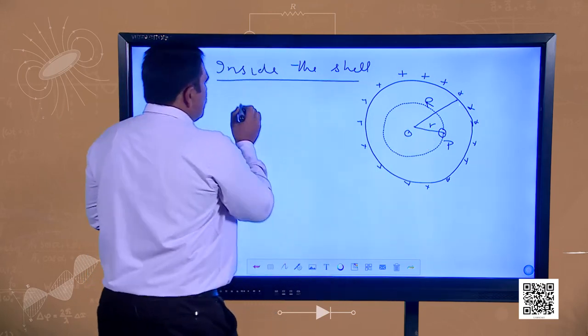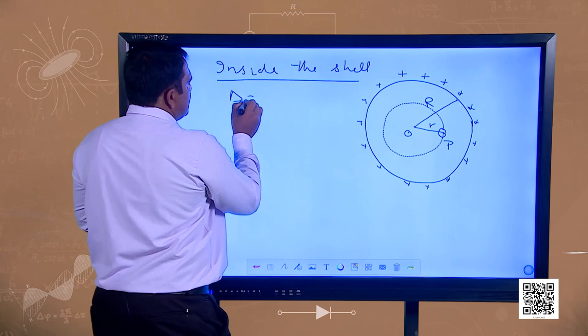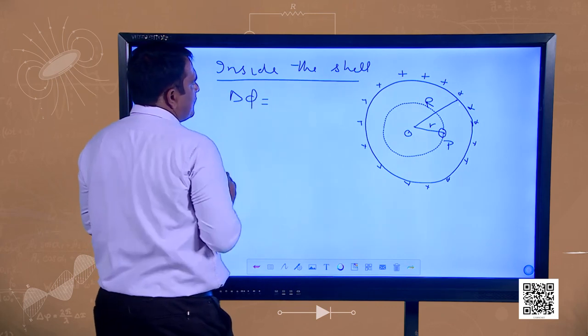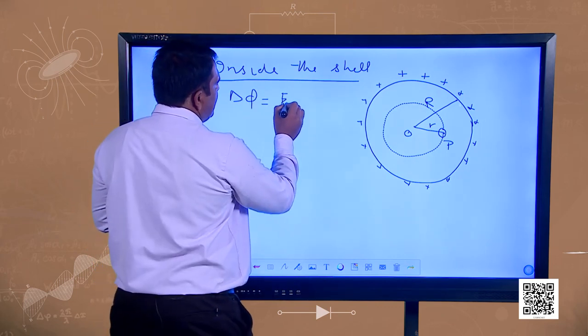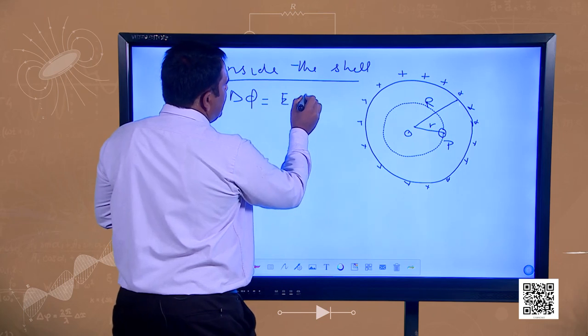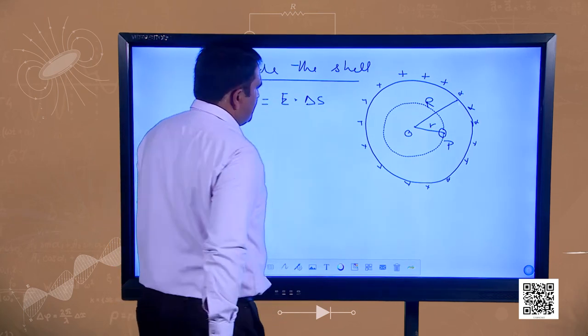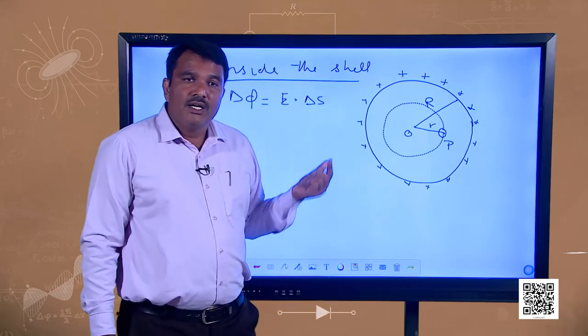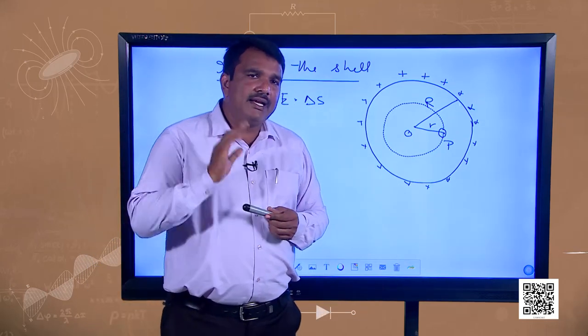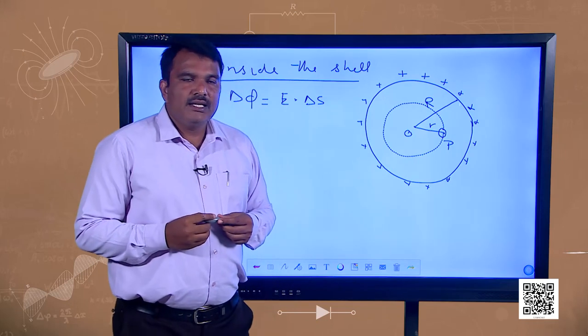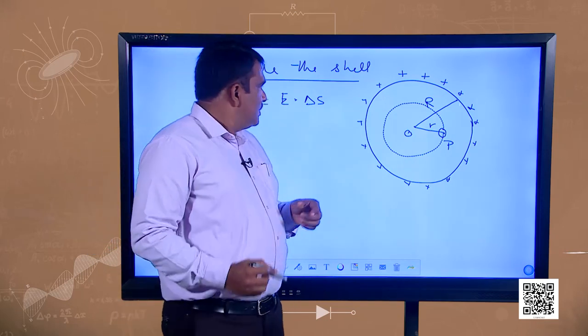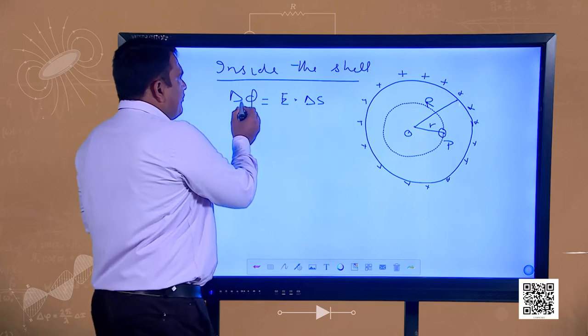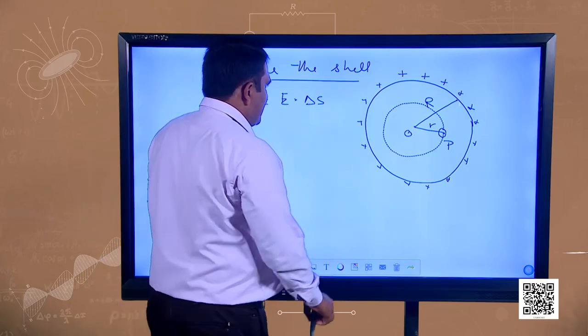So flux through this small area element delta S, it is delta phi, and it will be again E multiplied by delta S. And because the electric field is radially outward, the angle between the electric field and area normal is always 0 degree. So cos 0 is 1, so delta phi will be E delta S.